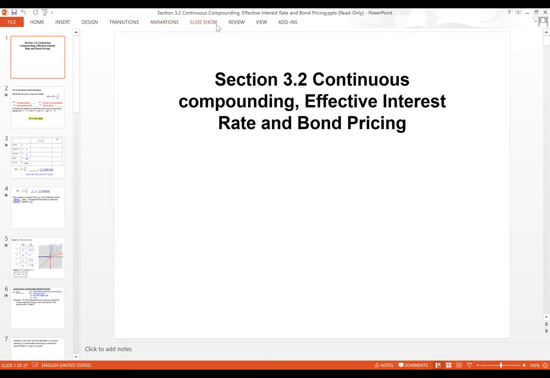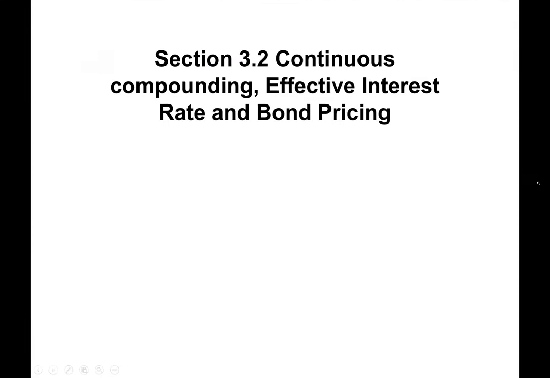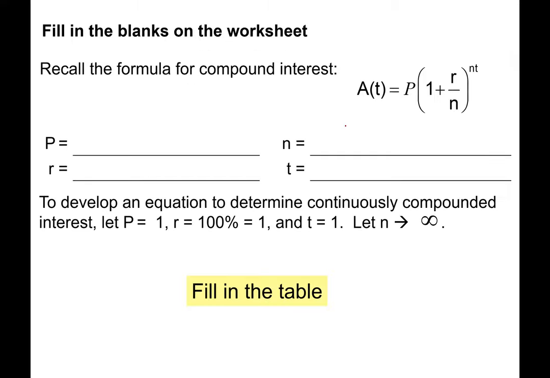Share the screen, here we go, okay. All right, so the first major topic in section 3.2 is continuous compounding, then effective interest rate and bond pricing, three major topics. And let's look at the continuous compounding formula first. So this is the formula we learned from section 3.1, right? We call this the compound interest formula. So the continuous compounding formula actually comes from the compound interest formula.